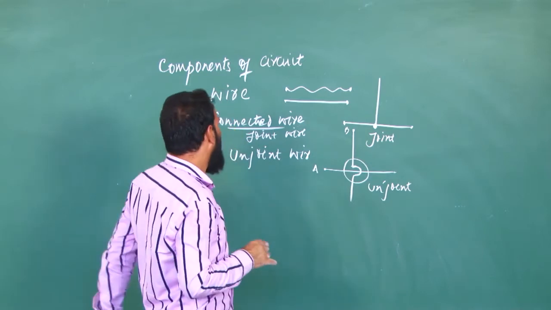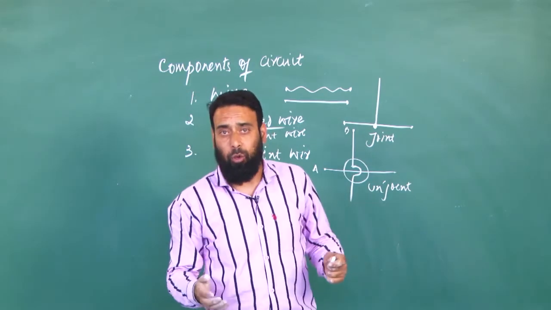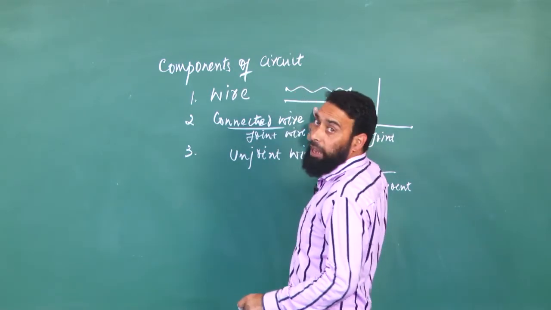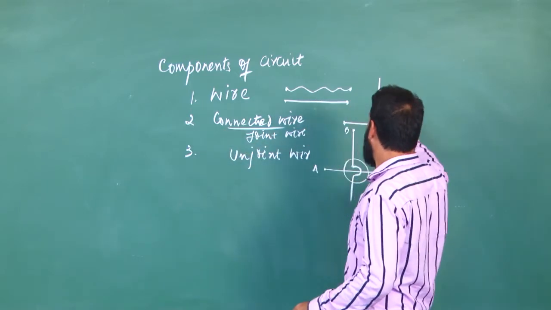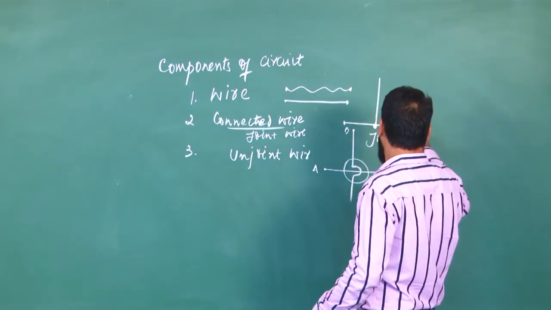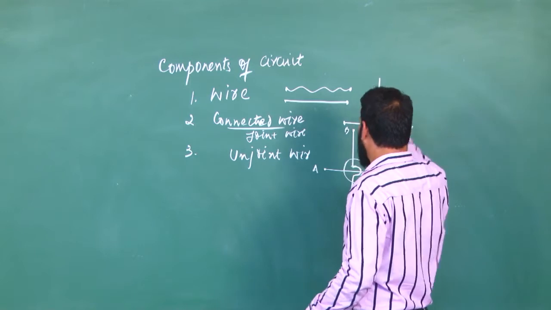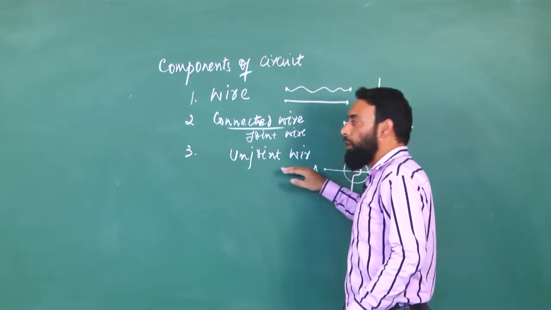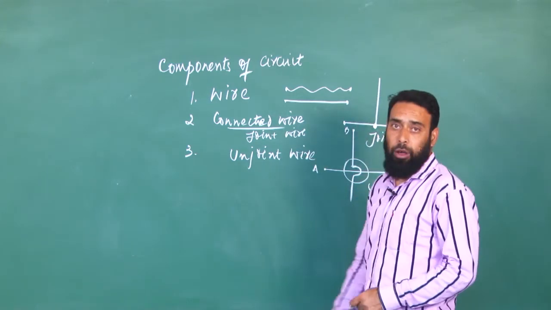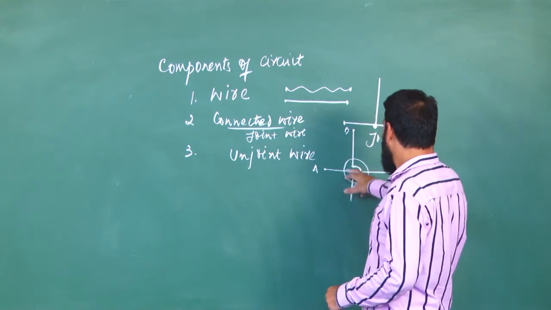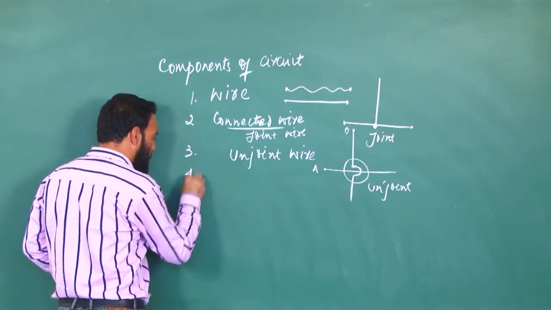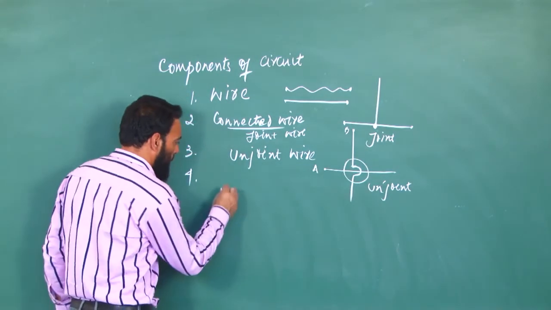So the first component is wire. We represent the wire like this, and when two wires are connected, the point of connection we call a joint. These are the connected wires or joint wires. Unjoined wires are like this. One wire is moving over another wire, but they are not joined together. So this shows the unjoined wire. Now the next important component is called source.